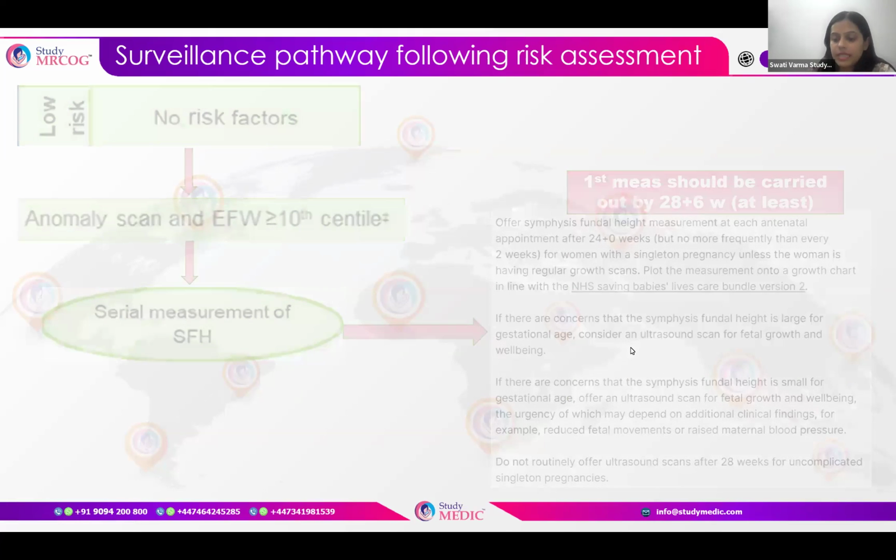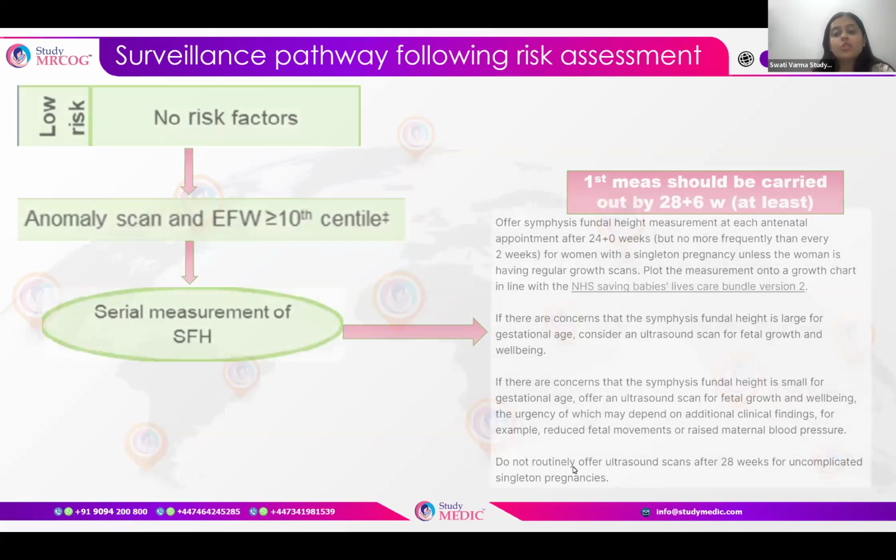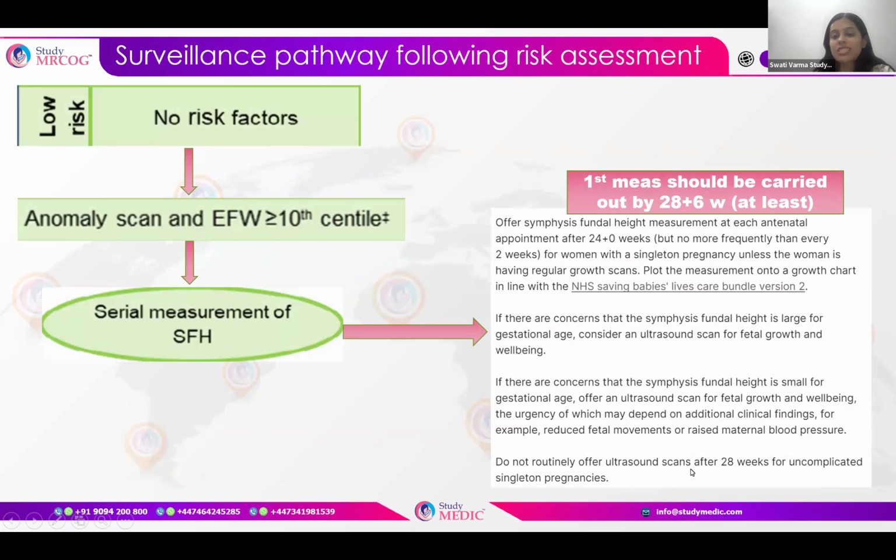And yes, one more important thing is do not routinely offer ultrasound scans after 28 weeks for uncomplicated singleton pregnancies. So if the anomaly scan was okay, if fetal weight was also okay, and on SFH there is no suspicion of low or high growth, then you can easily offer routine SFH measurement without offering any ultrasound scan.